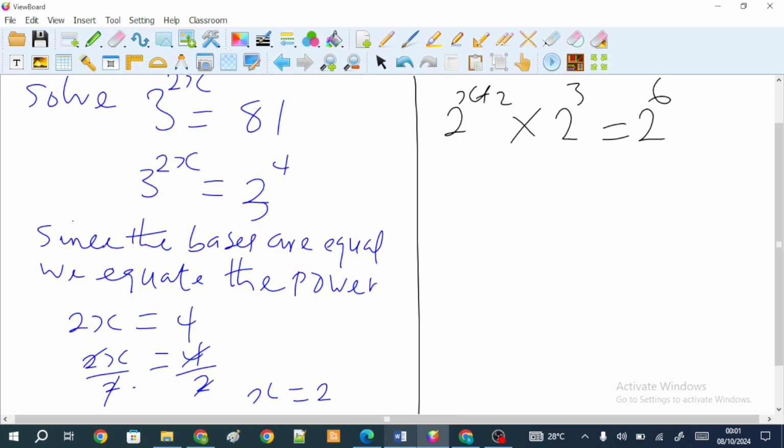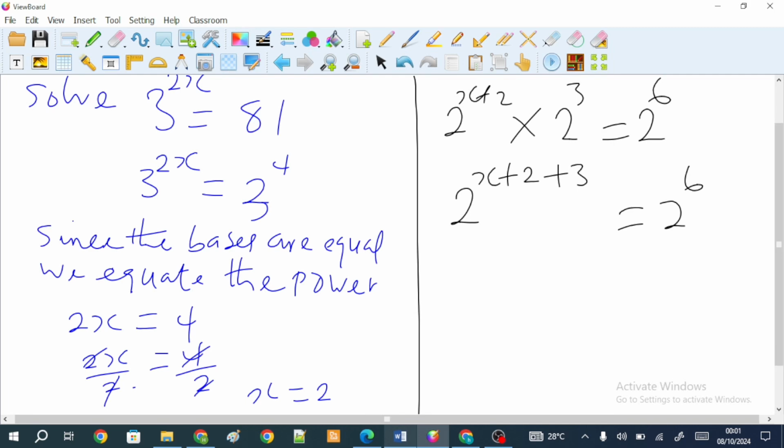This is an exponential equation where we also have to apply the laws of indices. On the left hand side, we have the multiplication law. So I have 2 raised to the power x plus 2 times 2 raised to the power 3. The bases are 2, so we can combine the two terms on the left hand side. So we have 2 raised to the power x plus 2, that's the first power. Remember, the product of powers law says if the bases are the same, we should add the powers. On the left, the first power is x plus 2, the other power is 3, so we add plus 3. And then we still have 2 raised to the power 6.